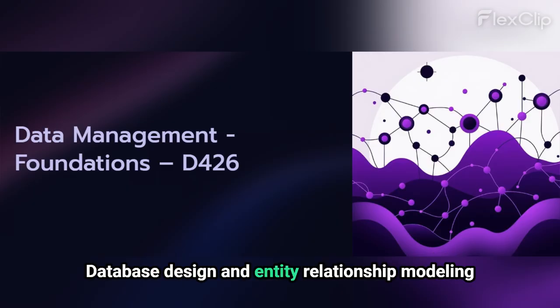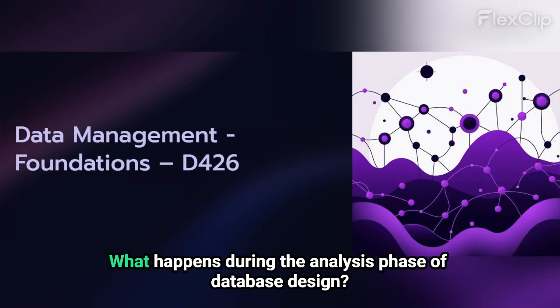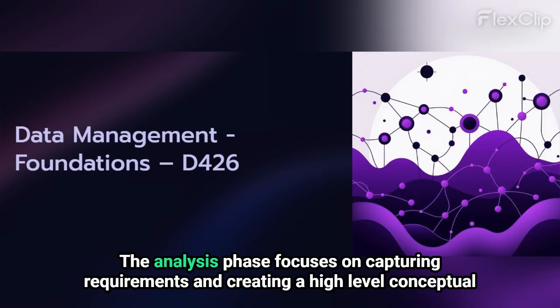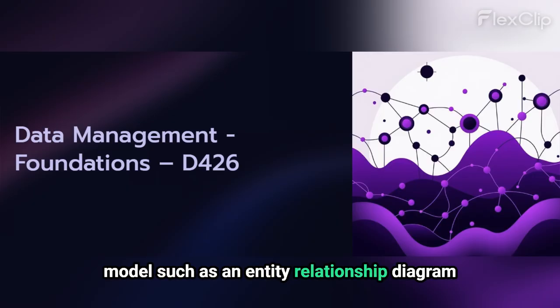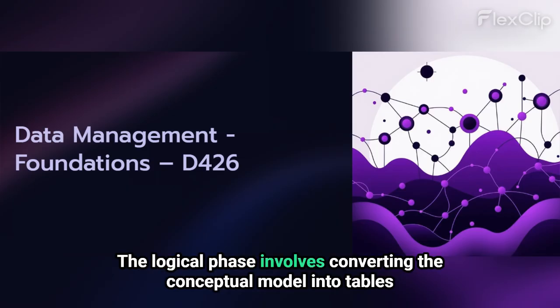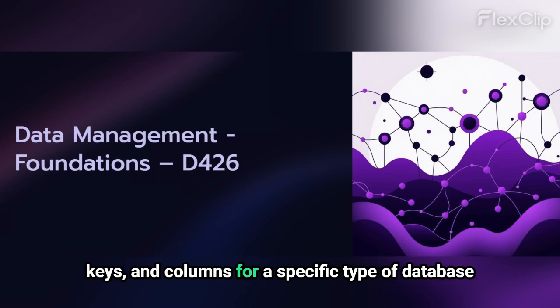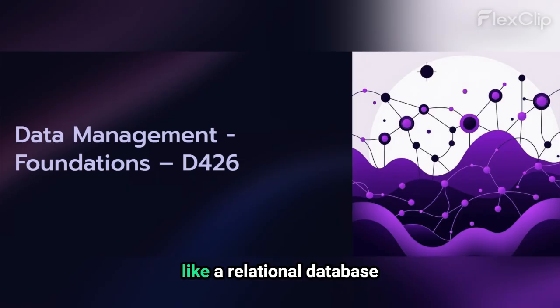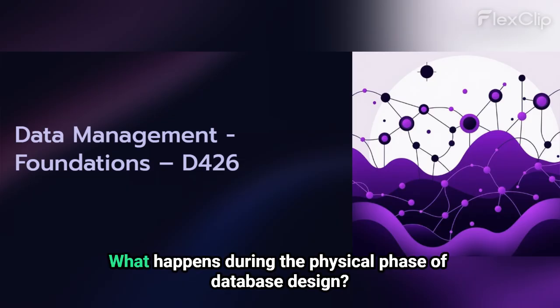Database design and entity relationship modeling. What happens during the analysis phase of database design? The analysis phase focuses on capturing requirements and creating a high-level conceptual model, such as an entity relationship diagram. What happens during the logical phase of database design? The logical phase involves converting the conceptual model into tables, keys, and columns for a specific type of database, like a relational database.